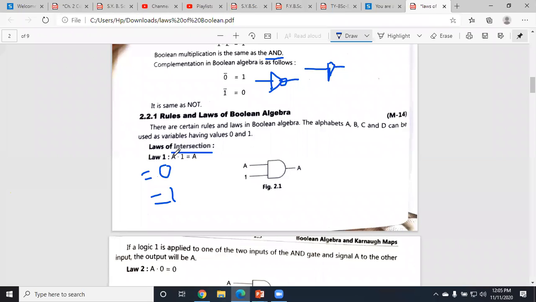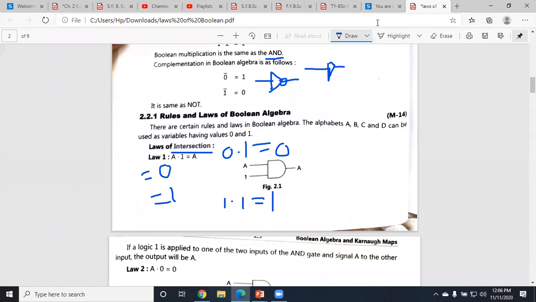Now, let's consider both cases. If I put A equal to 0 in this equation, what will be my equation? 0 dot 1 is equal to 0. And if I consider A equal to 1, what will be my equation? 1 dot 1 is equal to 1. Simply, we are multiplying the variable with 1, so any variable multiplied with 1 will give the answer equal to that variable only. Everybody understand this? Yes, ma'am.